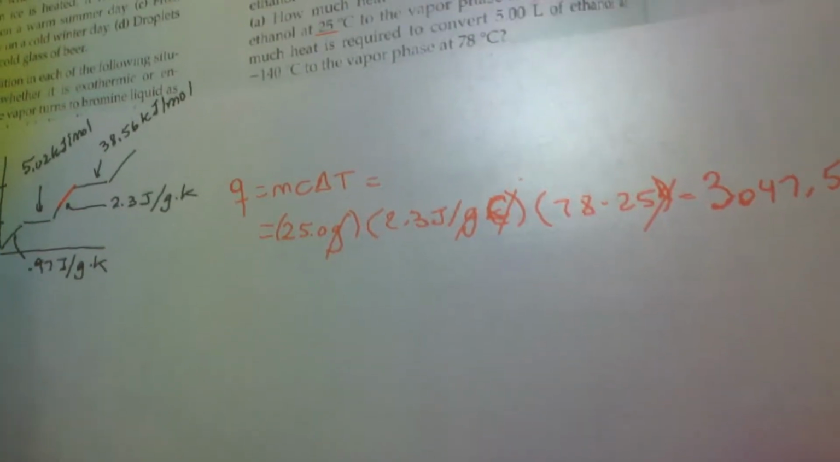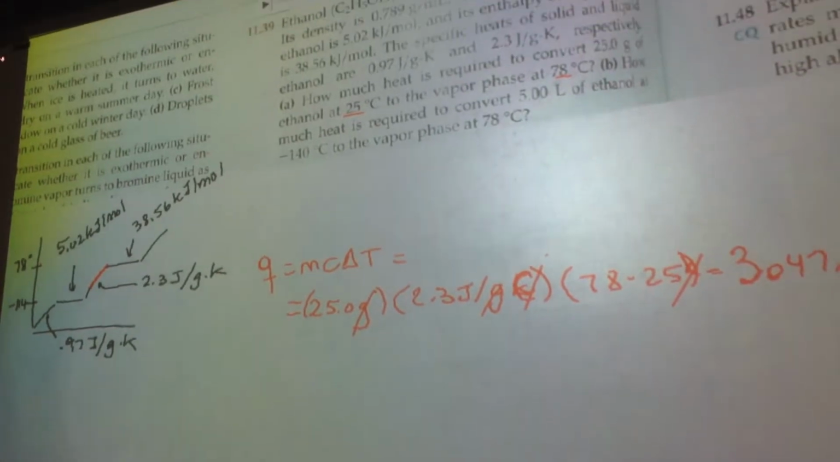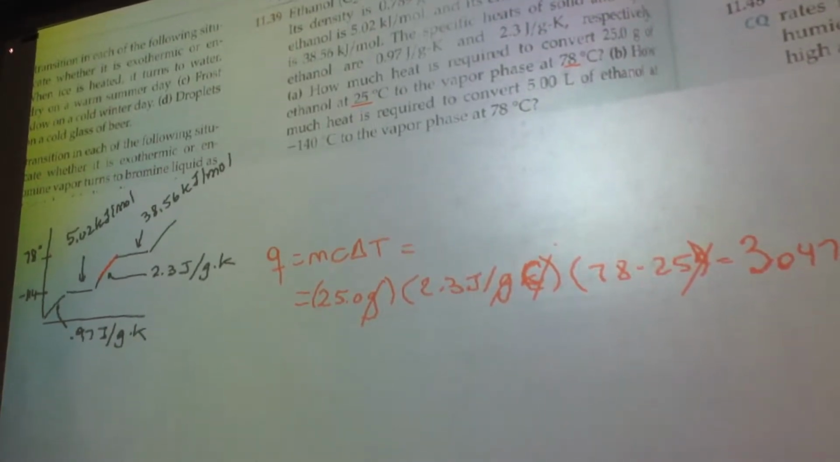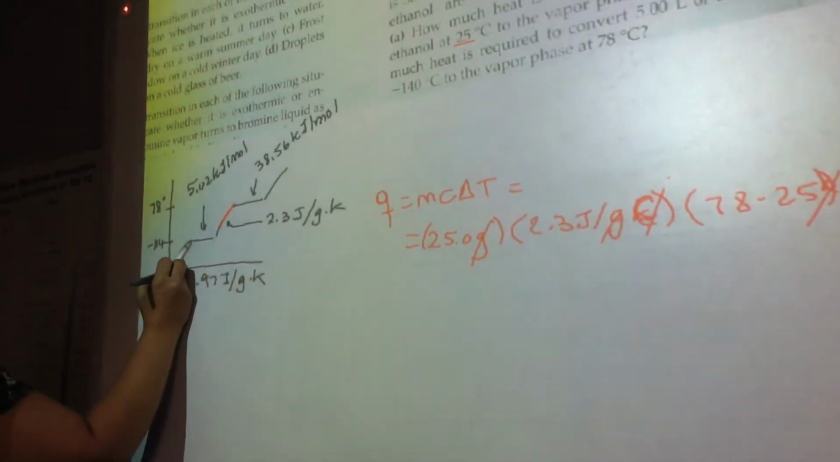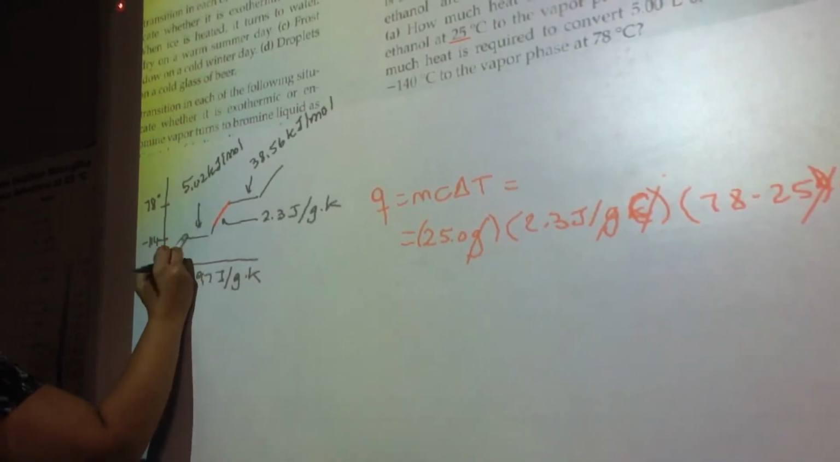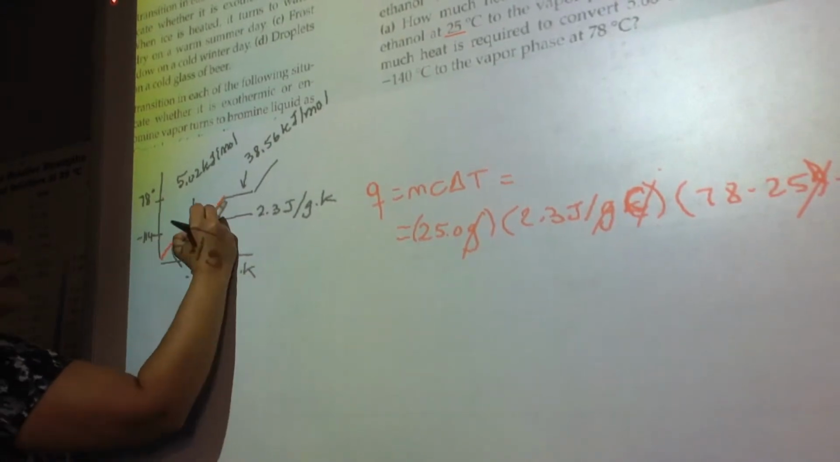Part B now asks how much heat is required to convert 5 liters of ethanol at minus 140. Where would that be on this graph? Somewhere down here, right? To the vapor phase at 78. So they want to figure out how much energy it takes to get through this part of the graph, that part of the graph, and that part of the graph.